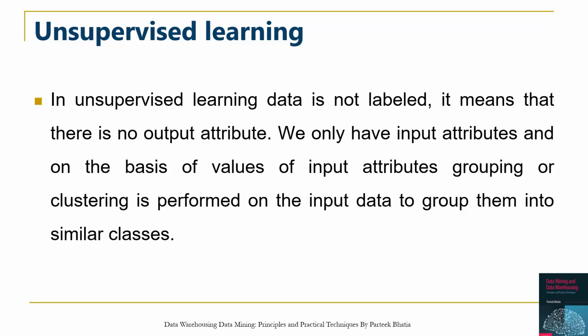We cannot predict anything in the absence of output attribute. So, unsupervised machine learning cannot be used for making predictions. We can only make grouping of data based on input attributes. Thus unsupervised learning is used for making groups. These groups are technically called clusters. So unsupervised learning is used to perform clustering of data.